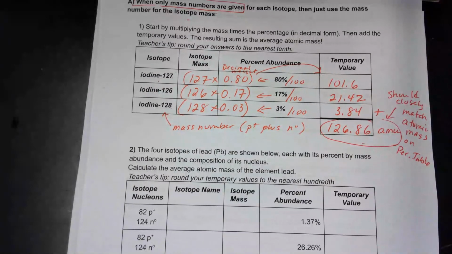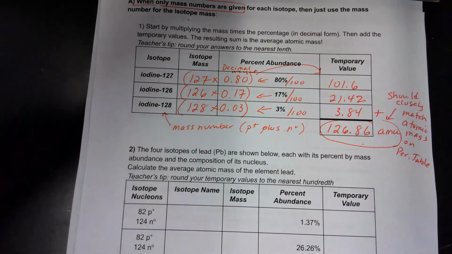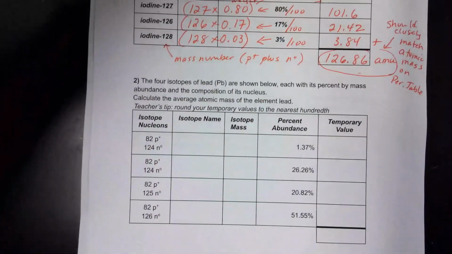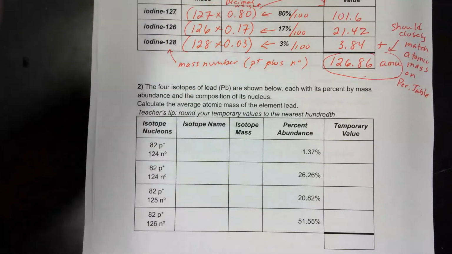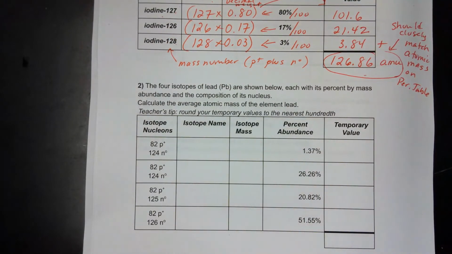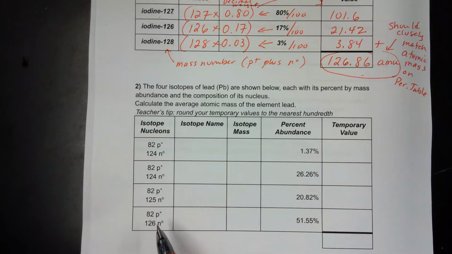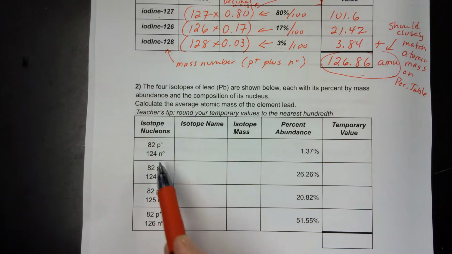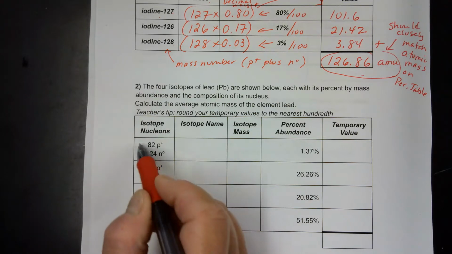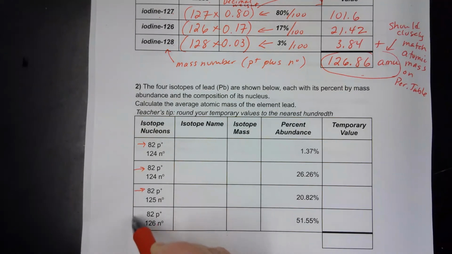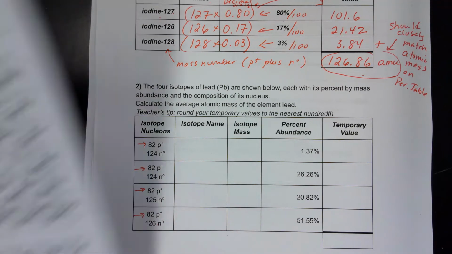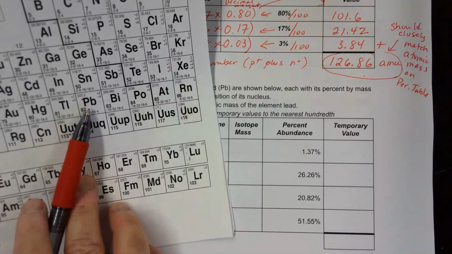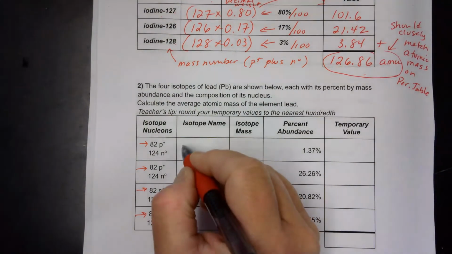Okay, so let's take a look at this next problem. We have 4 isotopes of lead. Lead is the symbol Pb. We have a data table to organize everything already, which is nice. The chart's already been set up for us. We have 4 different isotopes, and we are being shown the nucleons. The nucleons are protons and neutrons in the nucleus. We know they are all lead. 82 protons. If we go to the periodic table, atomic number 82 is lead. So these are all lead.